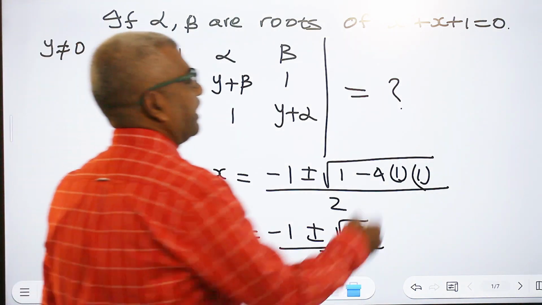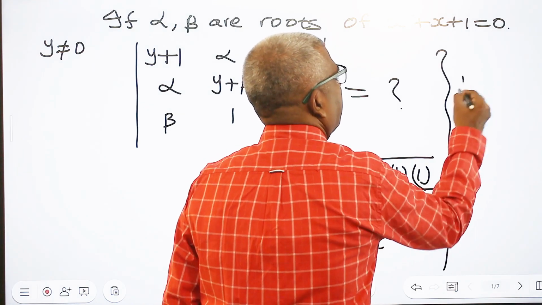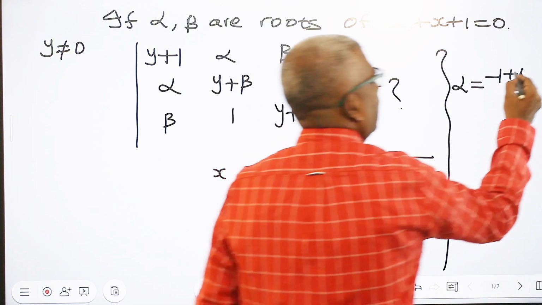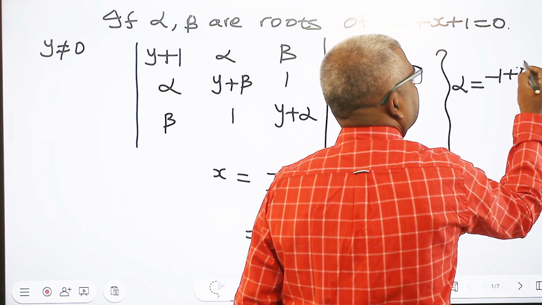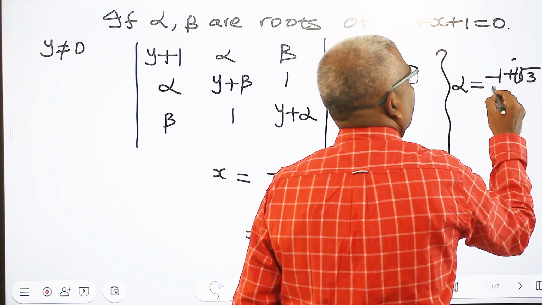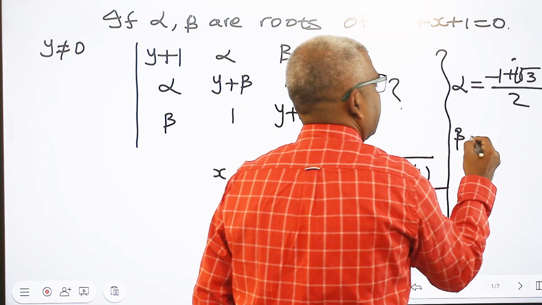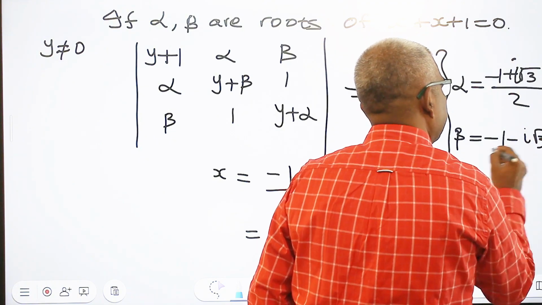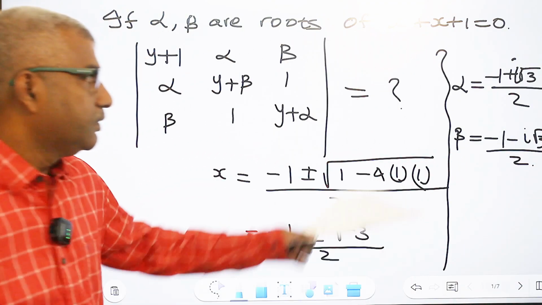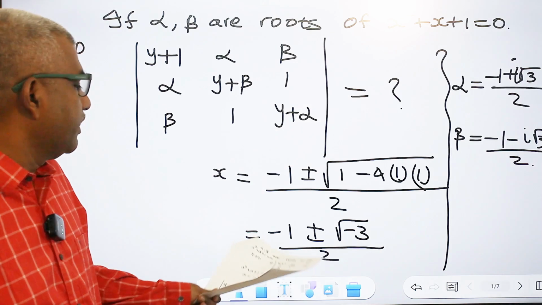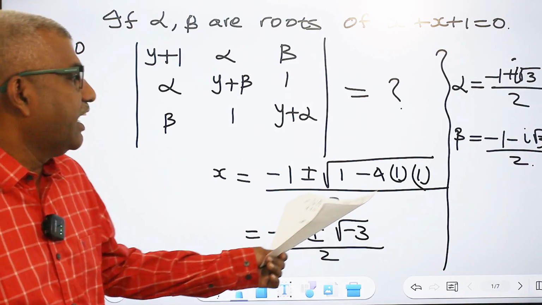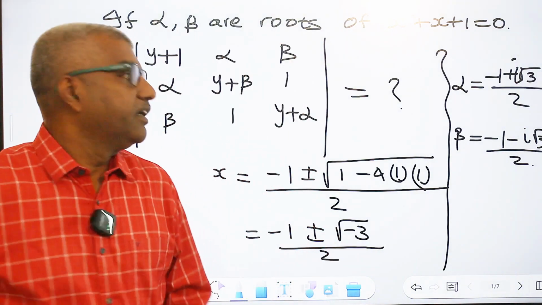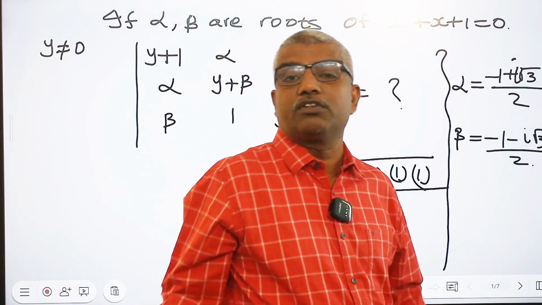Okay, still we can write alpha as minus 1 plus i root 3 by 2, and beta is minus 1 minus i root 3 by 2. Note it down: I have taken the square root of minus 3 as i root 3. So we have minus 1 plus i root 3 divided by 2, and minus 1 minus i root 3 divided by 2.